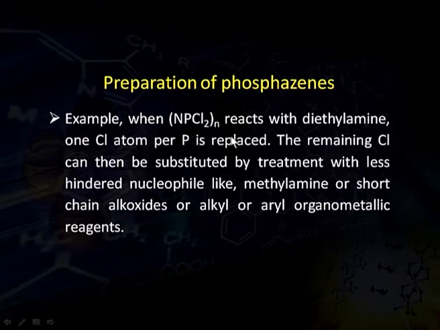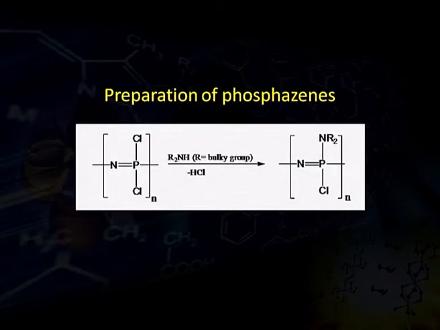So, one chlorine atom per phosphorus is replaced. The remaining chlorine, that is the second chlorine, can be substituted by the treatment with less hindered nucleophiles like methylamine or short chain alkoxide or alkyl or aryl organometallic reagents. So, we can see here we have this polymer. If we treat it with R2NH, this is the secondary amine, and if R is any bulky group, R can be ethyl or higher alkyl group. If it is bulky, only one Cl will be replaced by this group. So, we have NR2, the second chlorine is left unreacted.